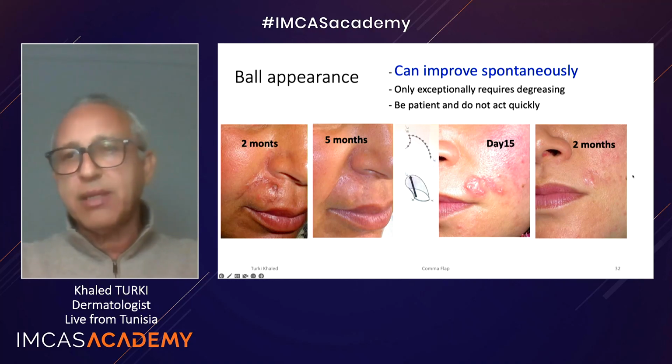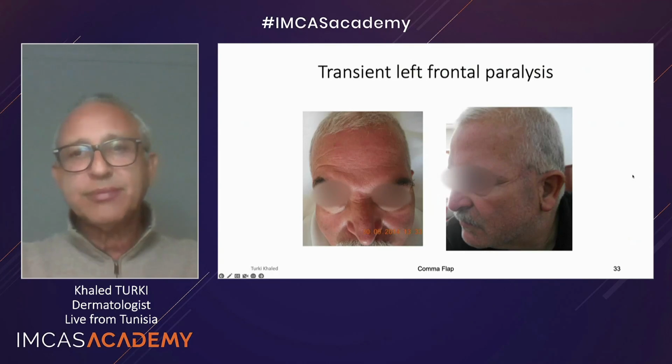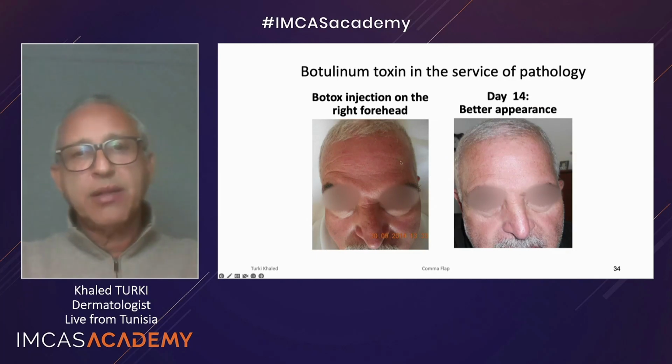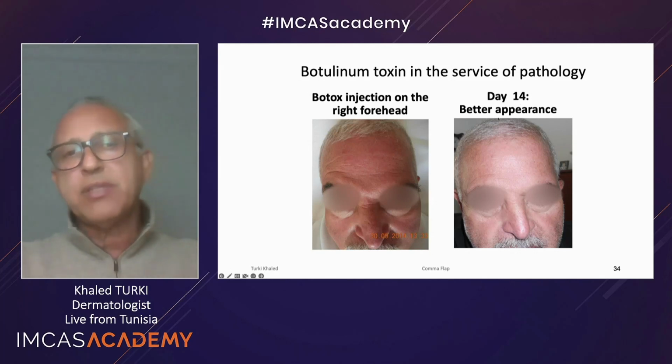In this patient we have transient left frontal paralysis. Excision, remove the tumor here, and you have transient paralysis for this forehead, we inject botulinum toxin, and you have 10, 14 days and better appearance. It's the botulinum toxin and the service of pathology.